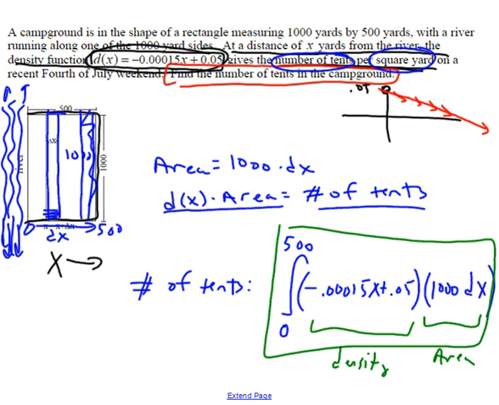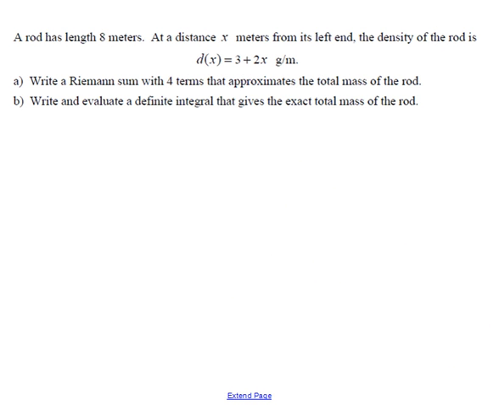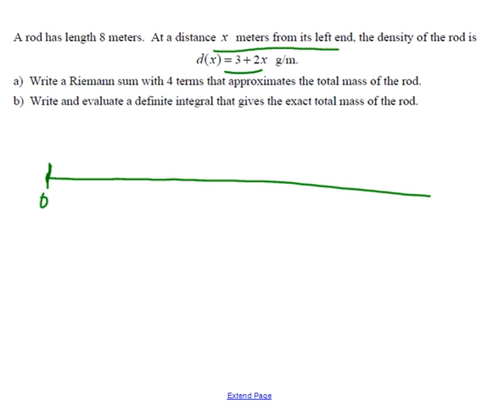Okay, 2 more examples. We have a rod of length 8 meters at a distance x meters from its left end. The density of the rod is as follows. So it's getting more and more dense. It says write a Riemann sum with 4 terms. So if it's 4 terms, we're going to break up this rod into quarters, and we get to decide. It doesn't tell us to do left or right. Let's do a left.